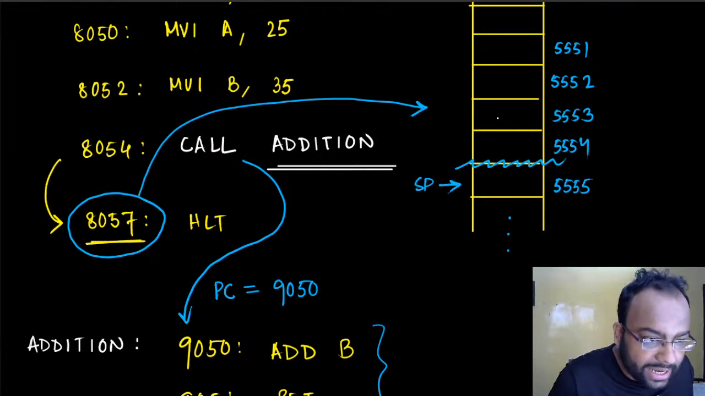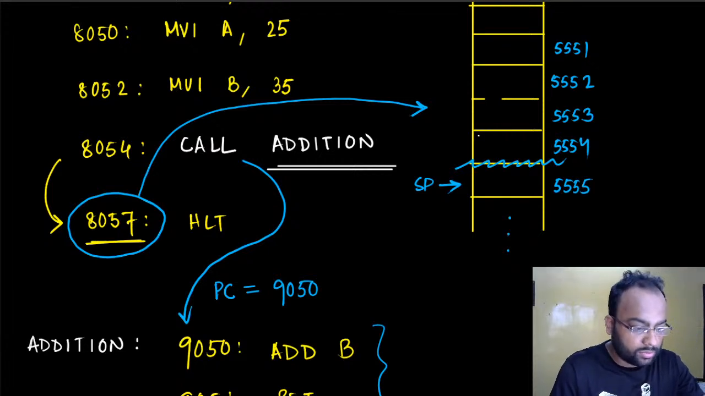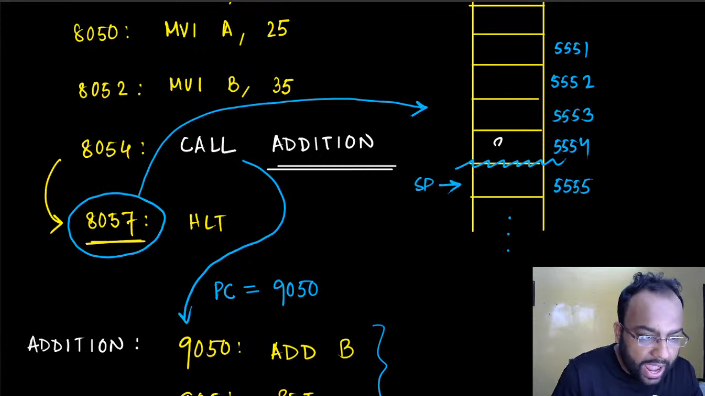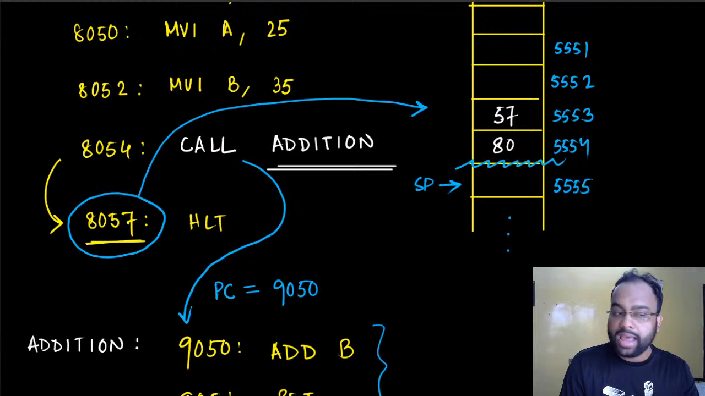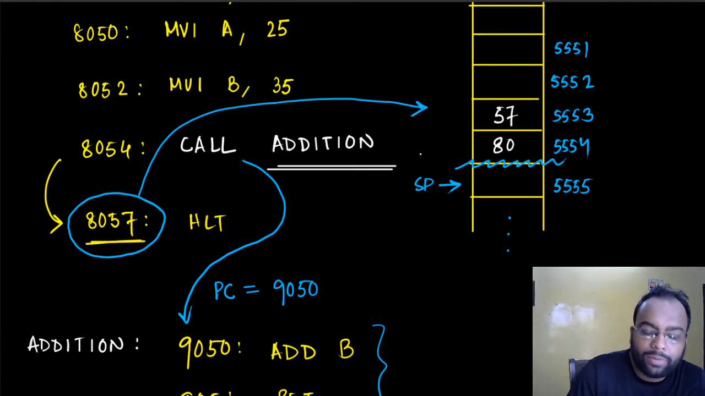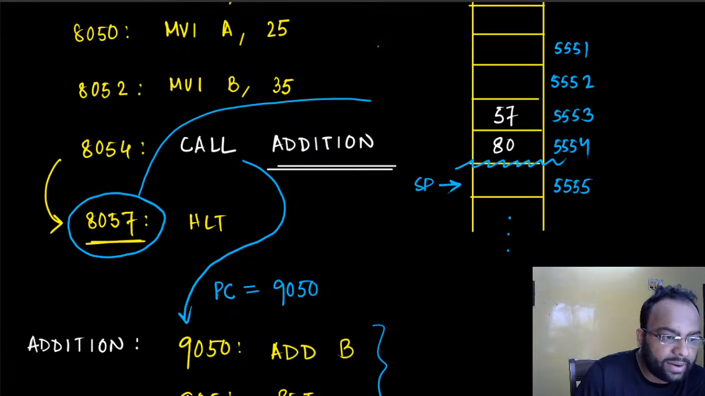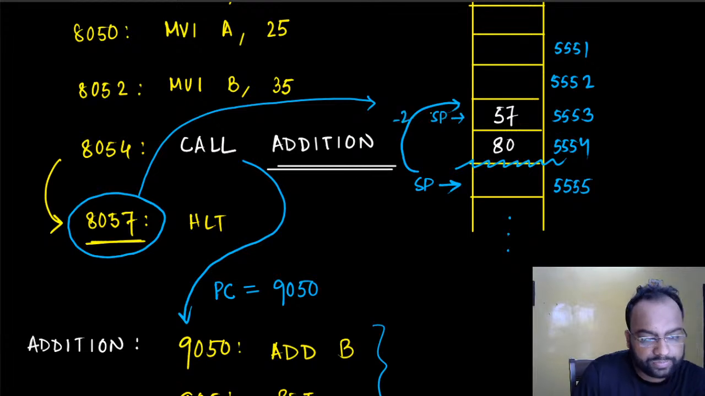So this address where it needs to come back to will now be stored in the stack. So 80 will be stored here and 57 will be stored here. And subsequently, the stack pointer will be decremented by a value of 2. The stack pointer is now pointing to this memory location. So now this is the head of the stack.